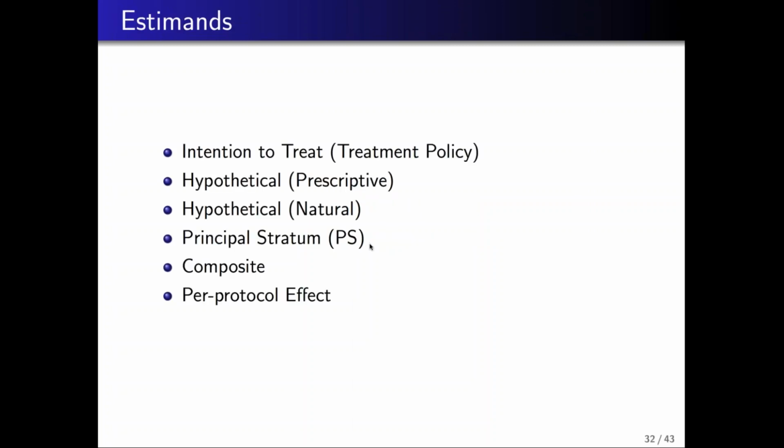So now, with the introduction of these potential outcomes, we can define a whole host of estimands. And so I'm going to talk about 6 of them, but I may have to preempt because of time. But I'll start with talking about the intent to treat estimand, the hypothetical or prescriptive estimand, the hypothetical natural estimand, the principal stratification estimand, composite, and per protocol effect estimand.